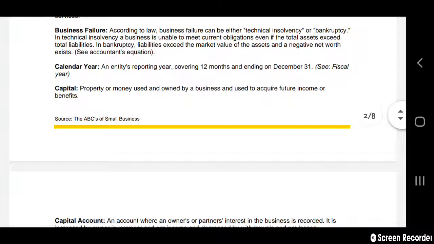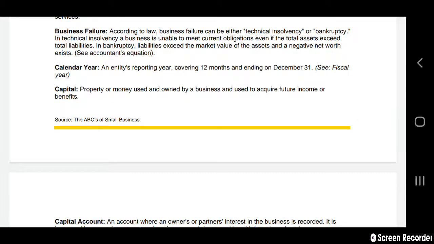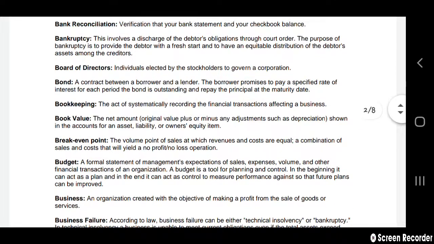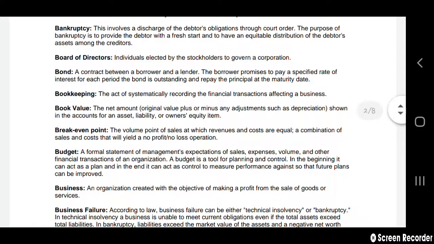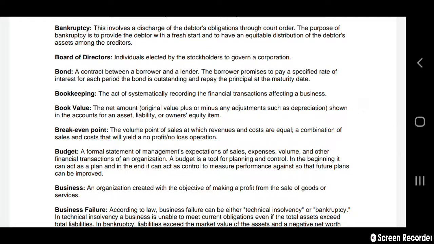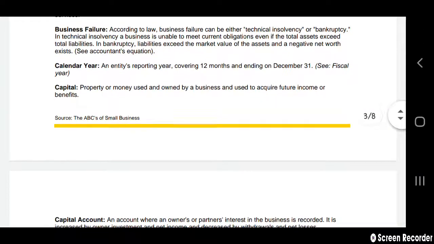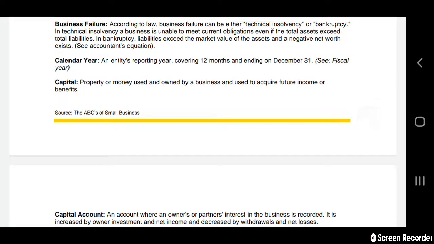Next, business failure. According to law, business failure can be either by technical insolvency or by bankruptcy. Here, the purpose of bankruptcy is that it provides the debtor a fresh start. But if they do not use it correctly, it may cause problems.